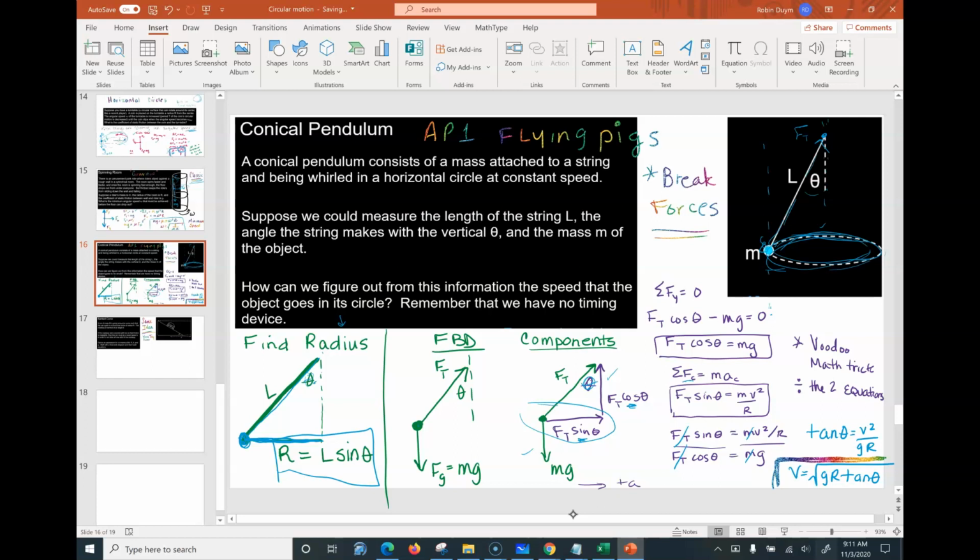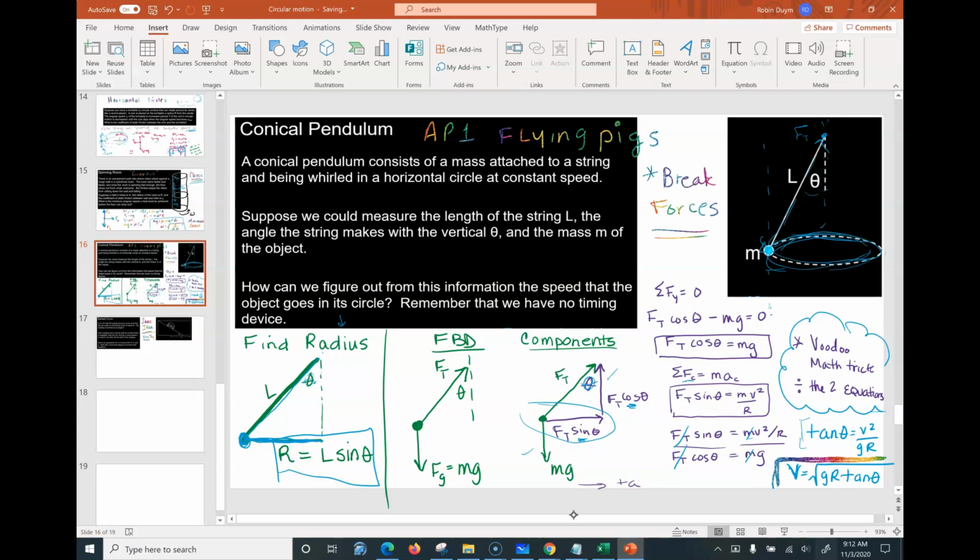Then, here's a little voodoo math trick. When you see two equations and they have sine and cosine in them, I want you to start thinking automatically sine over cosine is tangent. So if you divide these two equations, take Ft sine theta equals mv squared over r and divide it by Ft cosine theta equals mg, you end up with this equation here, tan theta equals v squared over gr. And your velocity is going to be the square root of gr tan theta.